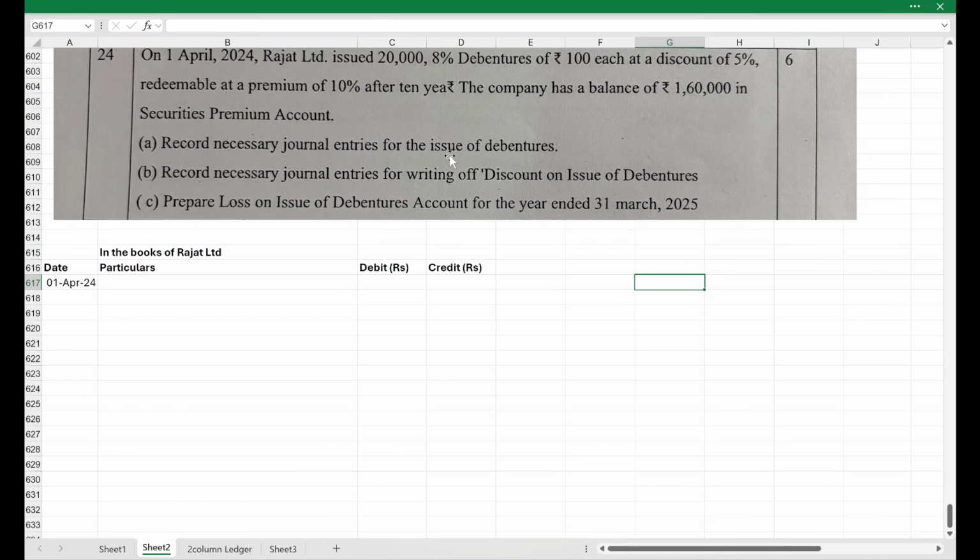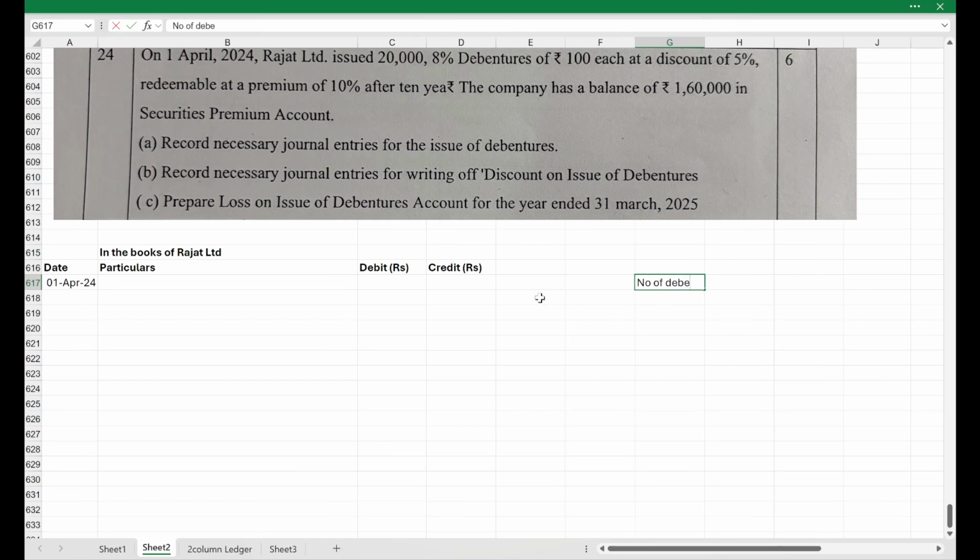That's the first requirement. Record necessary journal entries for writing off discount on issue of debentures and prepare loss on issue of debentures account for the year ended 31st March 2025. Okay, before we get on with the first requirement, let us note down certain details so that it will help us write the journal entries correctly. Nothing but the details of the issue.